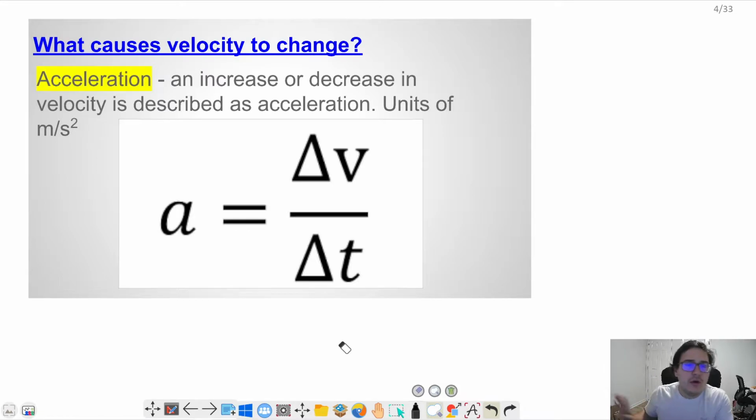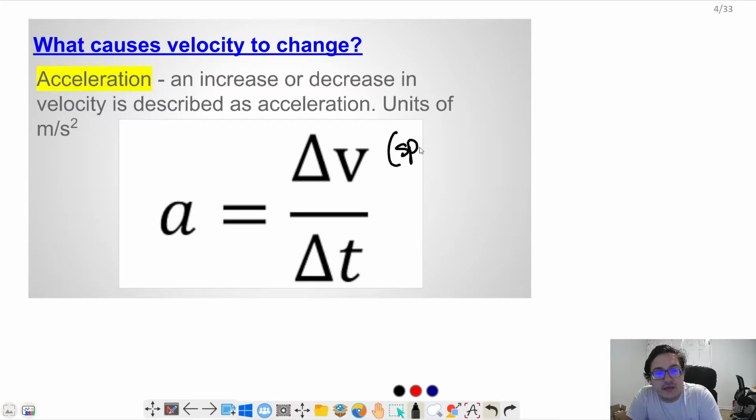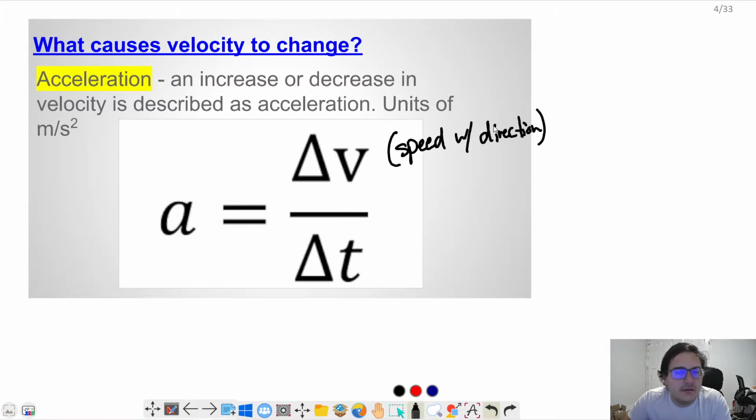Okay, what is acceleration? Before we do acceleration, let's unpack what velocity is again. If we talk about velocity as speed or how fast you're going with direction, we can then categorize acceleration as a change in speed or direction or both. So let's think about an example there.